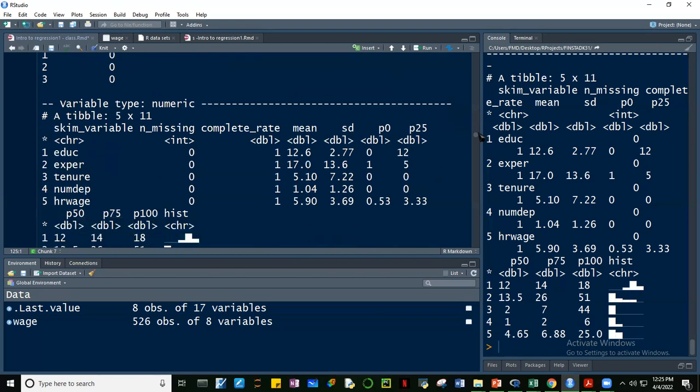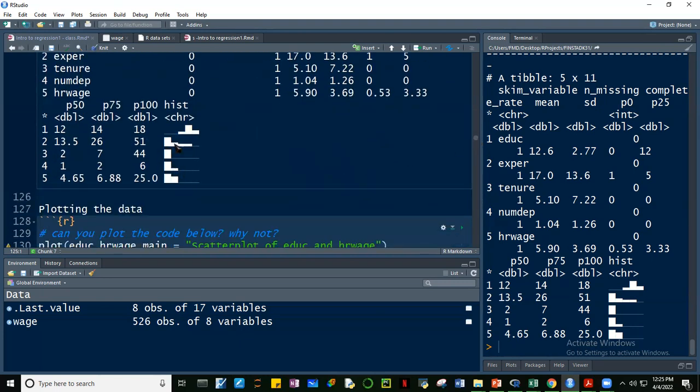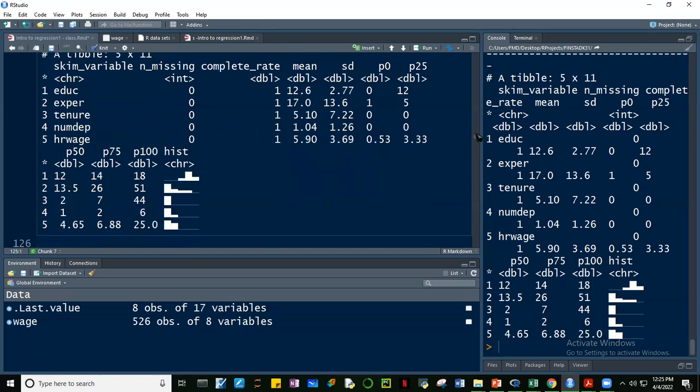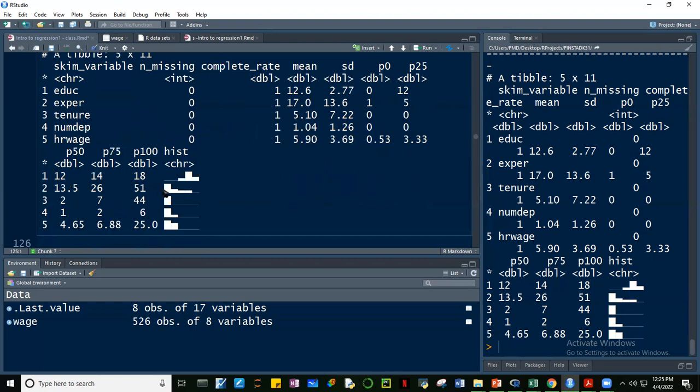And then for numeric naman, may konting histogram siya. Okay, histogram ng numeric variable natin. Okay, education, makikita natin ito, skewed to the left ito, no? Malaki ang concentration ng data natin sa kaliwa. Pati itong variable number 3, si tenure, 4 and 5.